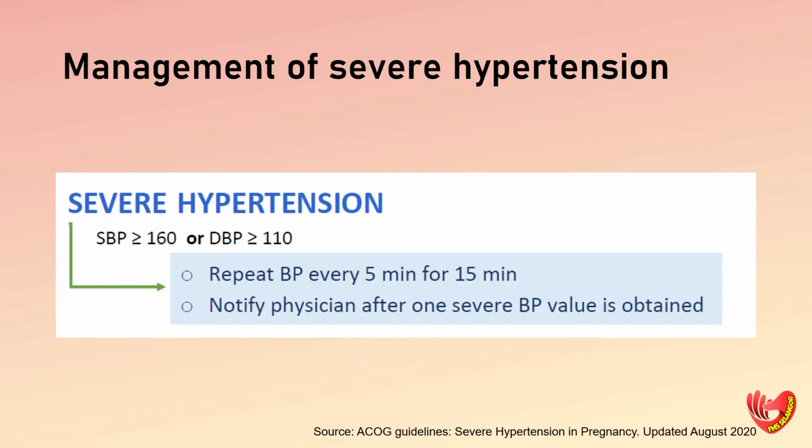We will now be looking into the management of different emergencies involving hypertensive disease in pregnancy. Let us first look at the management of severe hypertension. What is severe hypertension? It is when the blood pressure is more than or equals to 160 by 110. In these scenarios, blood pressure can be repeated every 5 minutes for 15 minutes to confirm the diagnosis. It is good practice to notify the FMS after one severe blood pressure value is obtained to alert them regarding the case in the clinic.